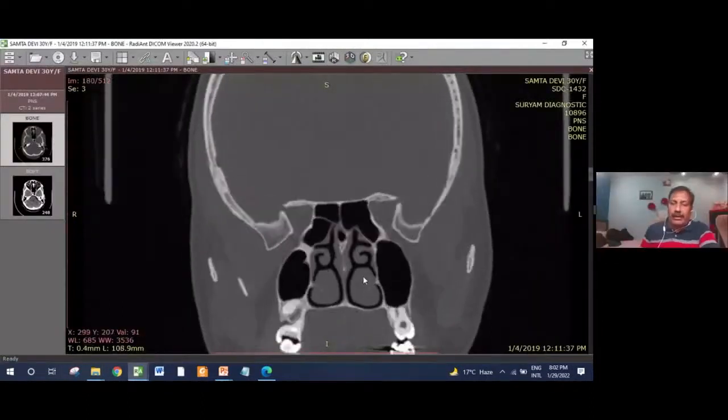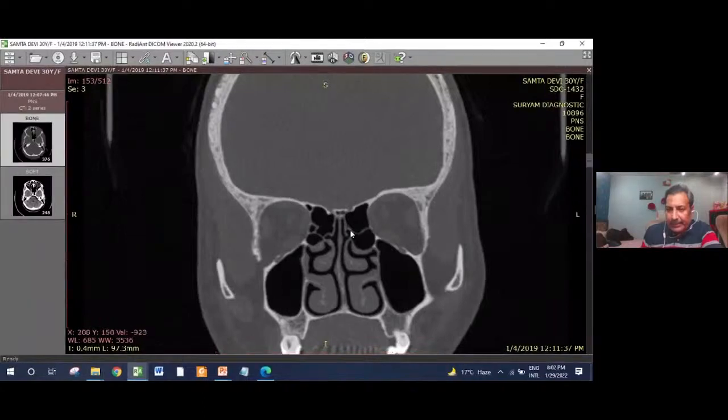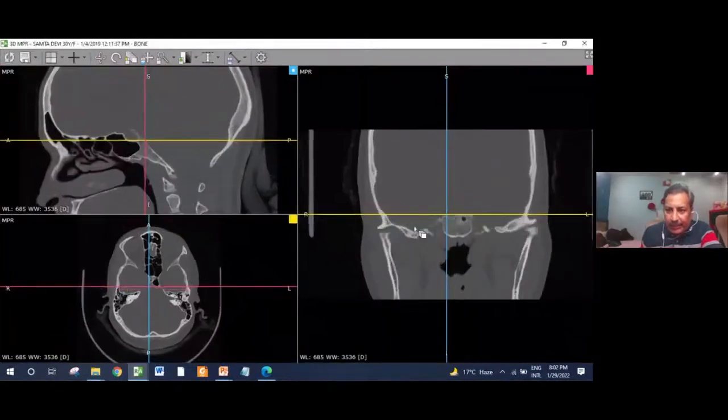So what I am trying to show is that this second part of the turbinate is inserted on the lamina papyracea, and you can see in the axial plane much better, dividing all cells from anterior to posterior. That is what I am trying to show on the multiplanar view.